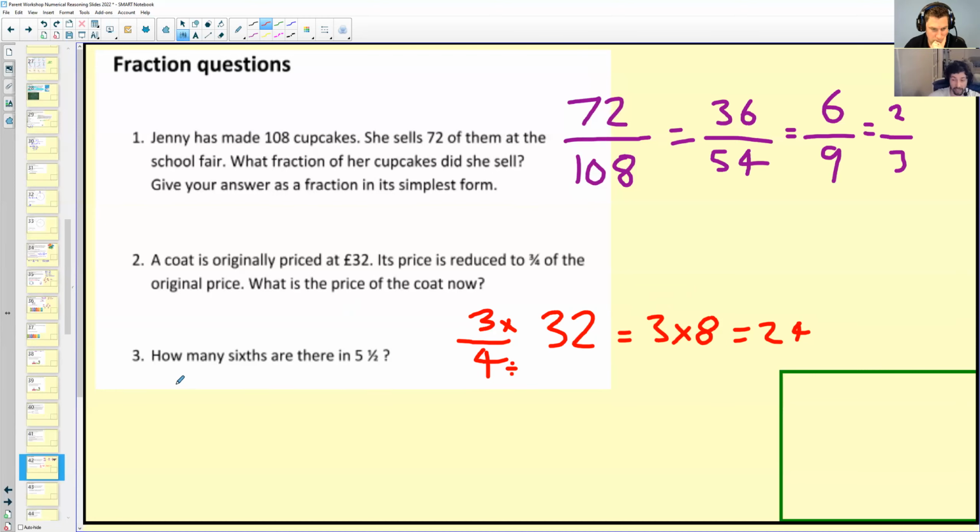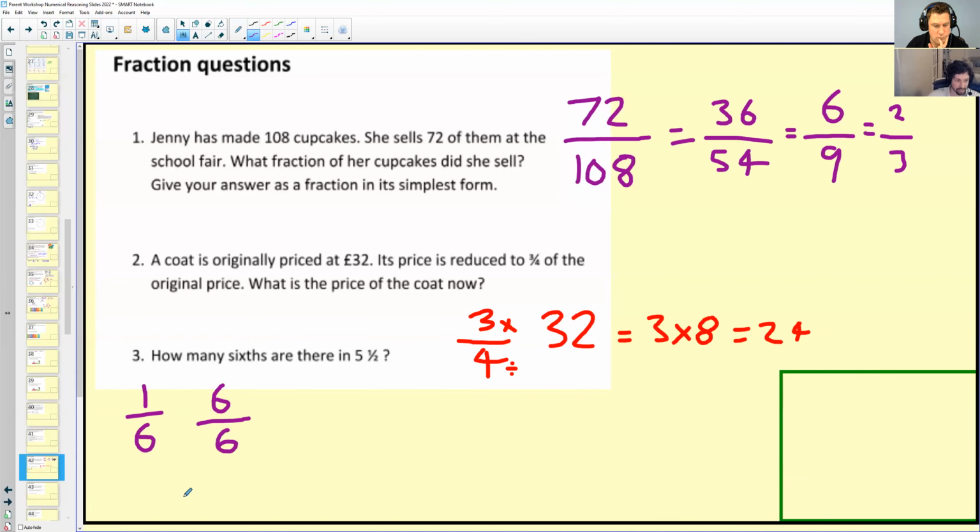Right, question 3 is a question that I get a lot of questions and emails about, because it's a particularly strange question. How many sixths are there in 5.5? What does that mean? How does that work? Well, the first thing to say is how many sixths are there in 1 whole? Well, in a whole, you would have 6 sixths.